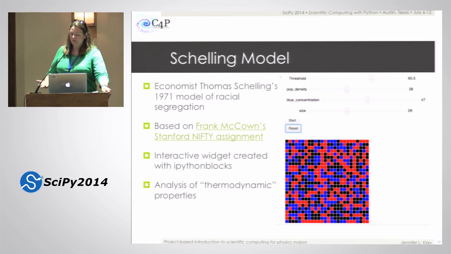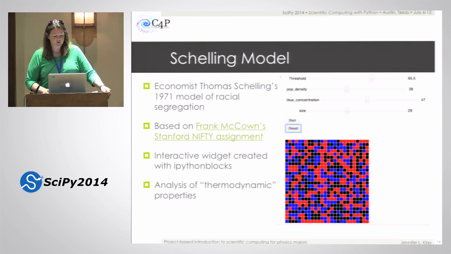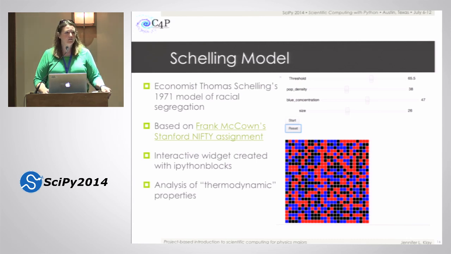The next project for this year was the Schelling Model, which is based on a model of racial segregation that was developed by Thomas Schelling in 1971. I took the description of the project from a nifty assignment. Stanford has an archive of what they call nifty computer science projects for students. Frank McCown is the one who posted this one, and so I borrowed it, and had the students use IPython blocks to create an interactive widget to study it.